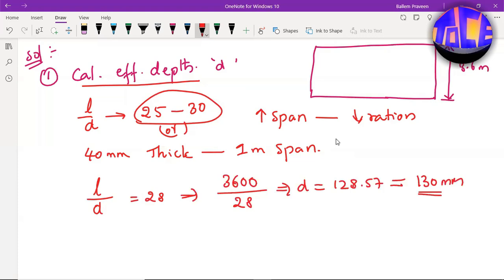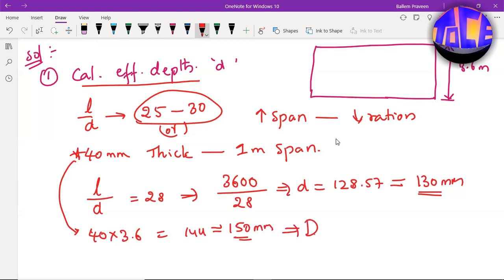In the other way, you can take 40 mm thickness for every 1 meter. This is also one of the thumb rules to fix the total depth. So 40 mm into the span, which is 3.6, so 40 into 3.6 comes around 144. 144 means you can fix 150 mm as the overall depth. From this you have to fix the effective depth by taking the effective cover. So both ways you can fix the effective depth and overall depth of the section.